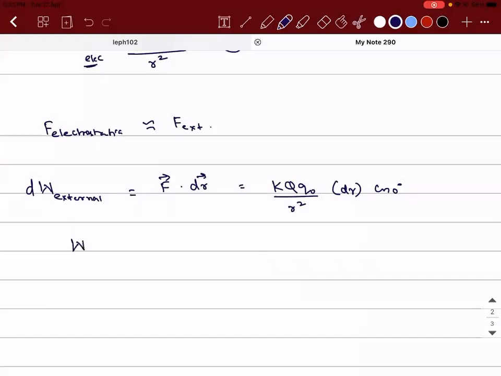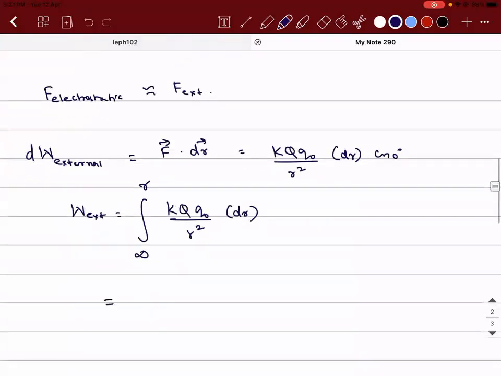I need to calculate the net work done by the external force. When that is the scenario, I need to integrate on both sides. It is kq into q naught divided by r square into dr. Now tell me the limits. Limits will be given by the definition itself. Read it. Where are you moving it from? From infinity to some point r.